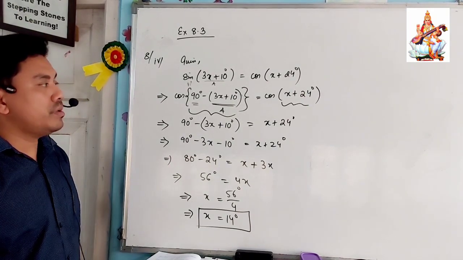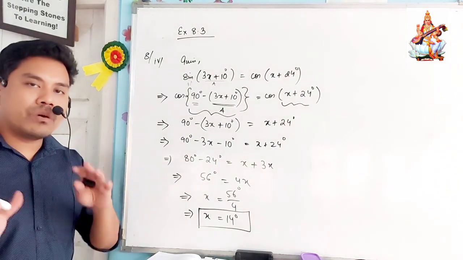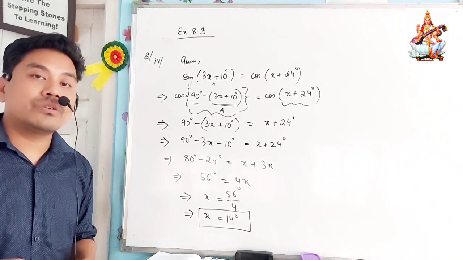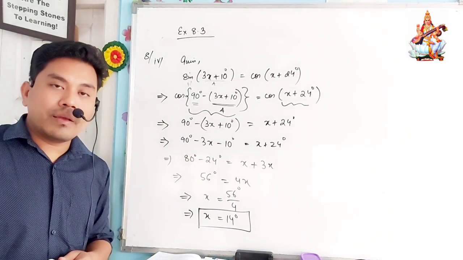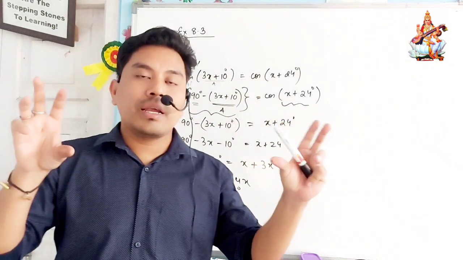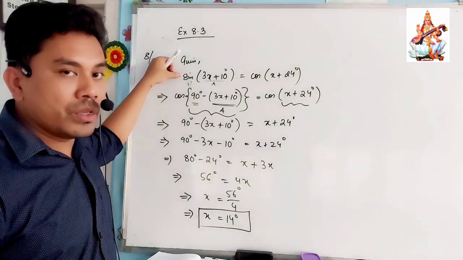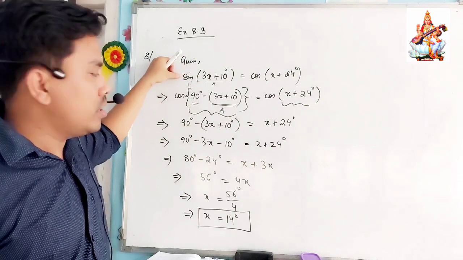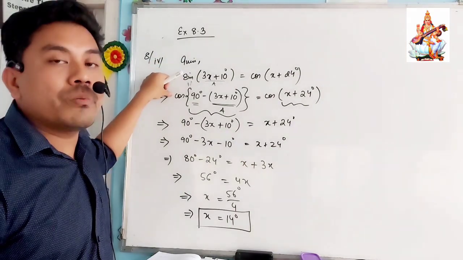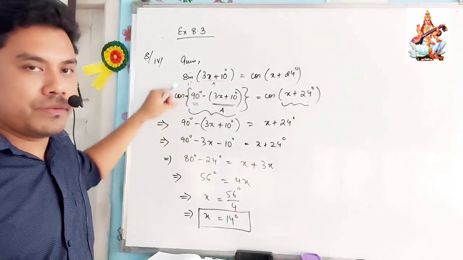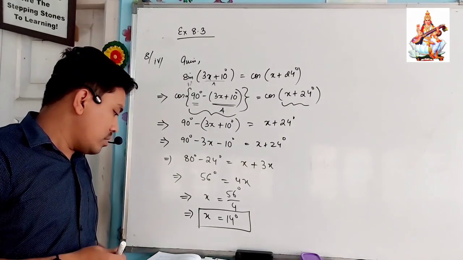Understood? It is very simple. The main logic is that on both sides we have to make the ratio the same. If there is sin in the left hand side, we have to make sin in the right hand side also. For that we have to convert the given ratio in terms of what? Complementary angle. Okay? Understood? Alright.